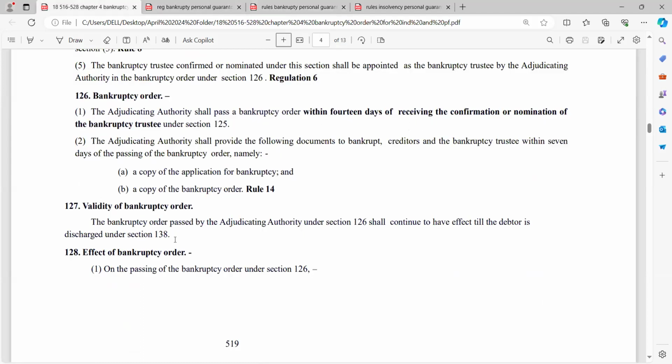Now, validity of the bankruptcy order. The bankruptcy order passed by the adjudicating authority under section 126 shall continue to have effect till the debtor is discharged under section 138. Now, in insolvency, what is the period? The period is 180 days. But in bankruptcy, what is the period? It is till the discharge under 138. 1 year, I think. Somewhere I've read 1 year.